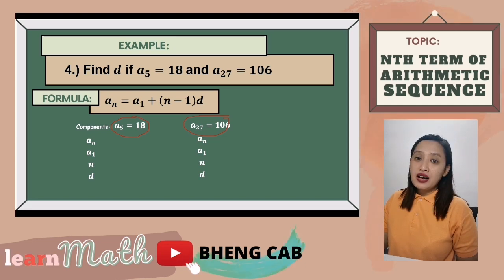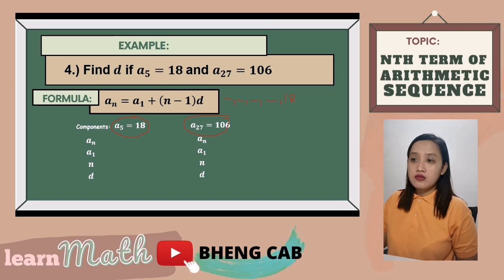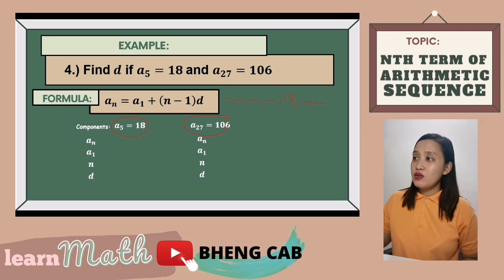Wala tayo ditong value ng unang term. Diba? So, ibig sabihin, nag-skip agad siya. Ito yung first term, ito yung second term, ito yung third term, ito yung fourth term. Yung unang 4, walang value. Ang pinakabinigay natin dito, yung pang 5 term kagad, which is 18. So, ibig sabihin, in components, wala tayong a sub 1. Same goes with, wala tayong pang 6, wala tayong pang 7. Ang meron tayo yung pang 27th term, which is 106. Ibig sabihin, hindi rin natin mahanap yung common difference dito. Kasi wala tayong kukunin na dalawang magkasunod na term.